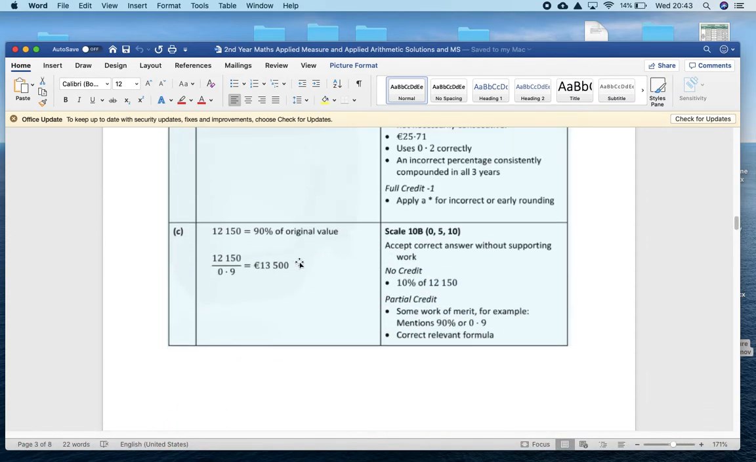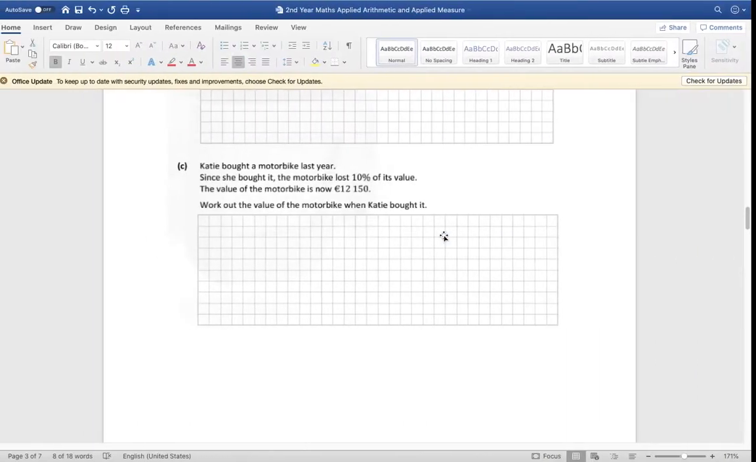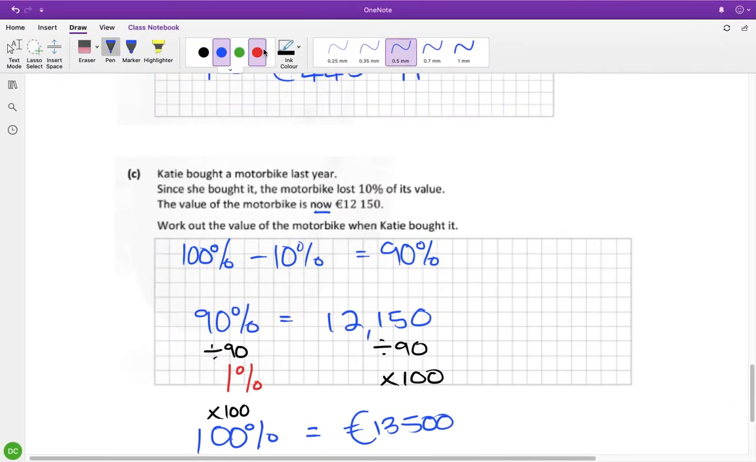So is it right? It is. And it's worth 10 marks. Only partial there is 5. So you're either getting 0, 5 or 10 here. Nothing in between. Okay. So 10 marks for that one.